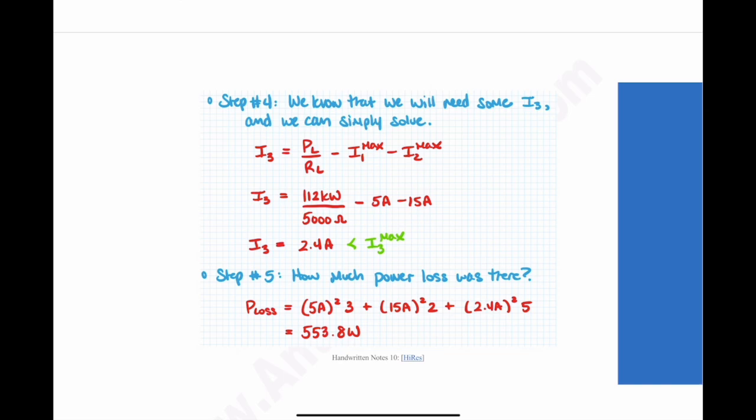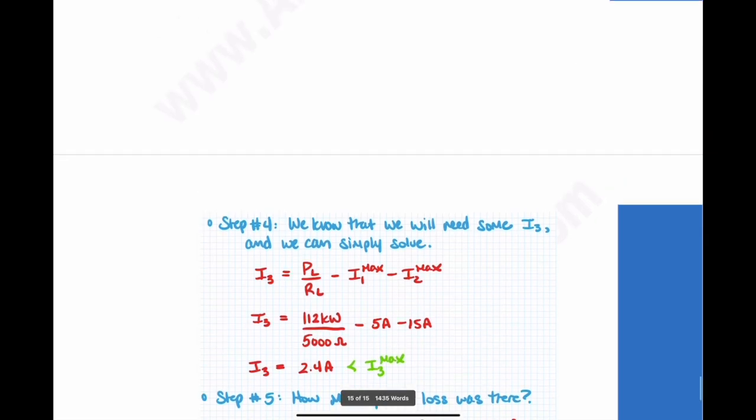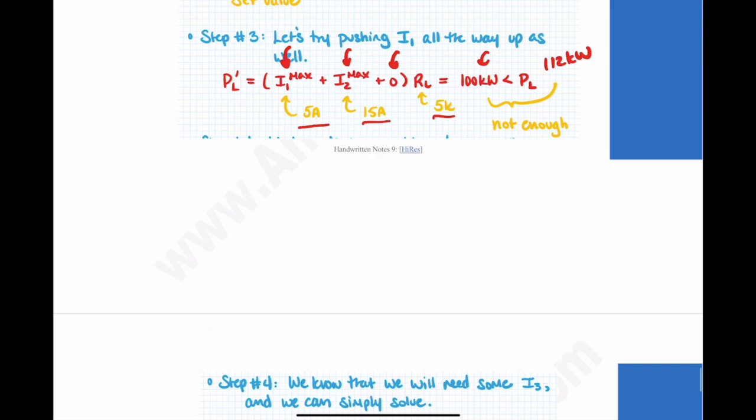And we can simply just solve algebraically to determine what that value should be. We'll take this equation right here. Okay, there's only one unknown left. We know what PL is. This has to be 112 kilowatts. We know what I1 is. It's 5. We know I2 is 15. We know RL is 5. And now we just need to figure out what this value is.